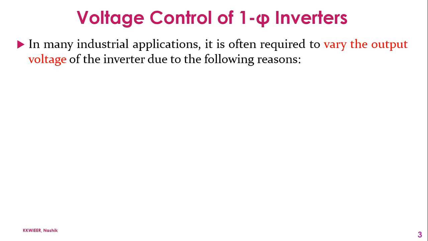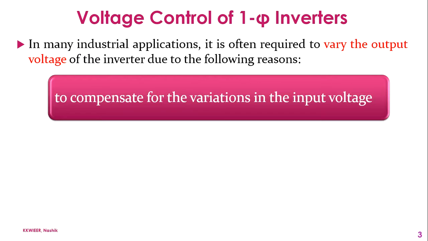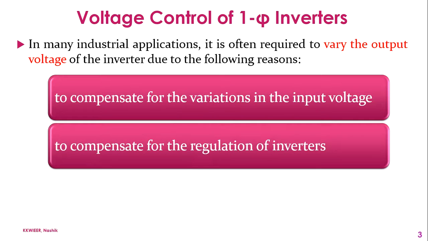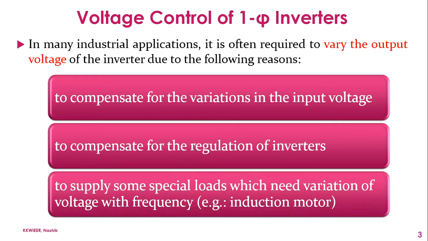In many industrial applications, it is often required to vary the output voltage of the inverter due to the following reasons. The first one is to compensate for the variation in the input voltage, then to compensate for the regulation of inverters, and to supply some special loads which need variation of voltage with frequency, that is an induction motor.